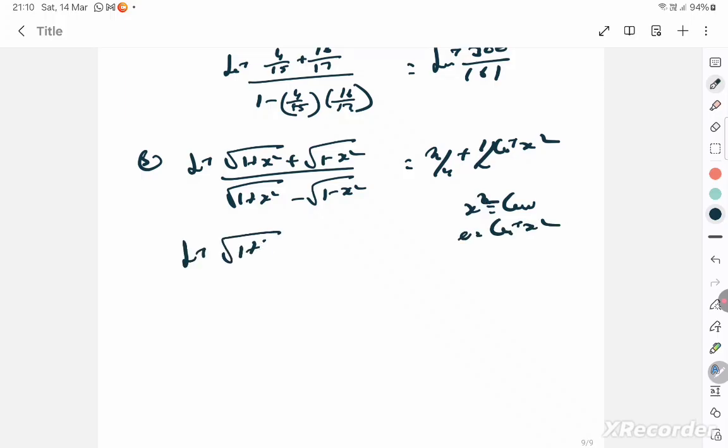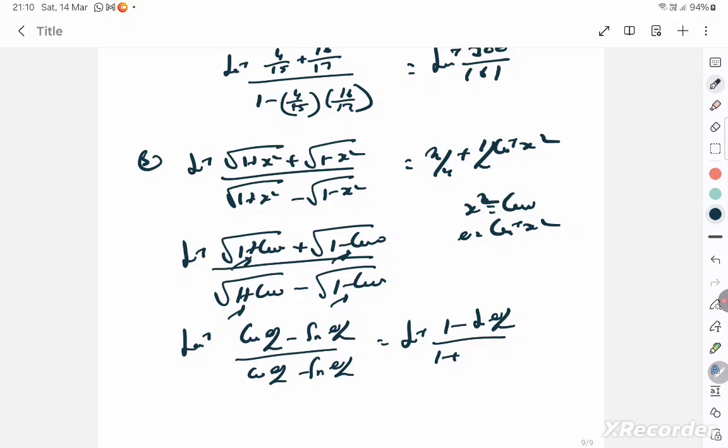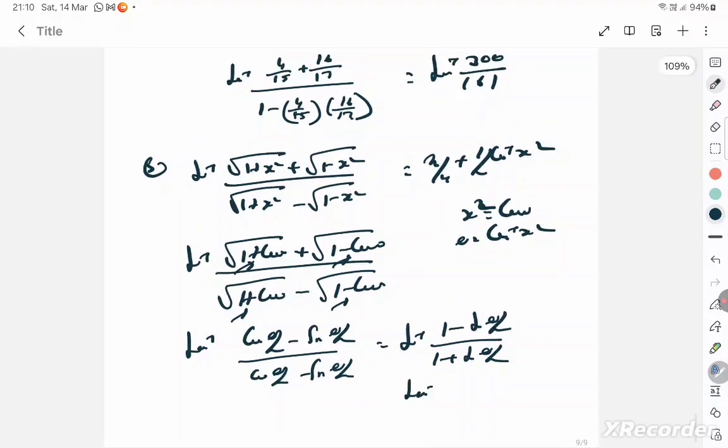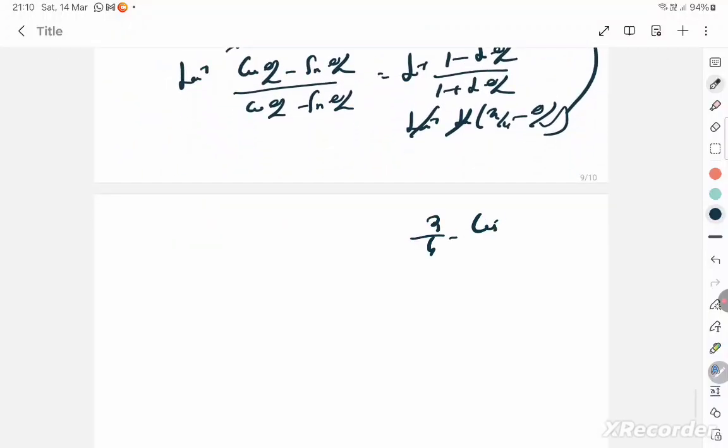Tan inverse of root of 1 plus cos theta plus root of 1 minus cos theta by root of 1 plus cos theta minus root of 1 minus cos theta, which is tan inverse of 2 cos square theta by 2, 2 sin square theta by 2, 2 cos square theta by 2, 2 sin square theta by 2. Root and square get cancelled, root 2 get cancelled. Cos theta by 2 plus sin theta by 2 by cos theta by 2 minus sin theta by 2. Dividing throughout by cos theta by 2, 1 plus tan theta by 2 by 1 minus tan theta by 2, which itself is tan inverse of tan pi by 4 plus theta by 2. Tan inverse tan get cancelled. What is theta? You know. So pi by 4 plus cos inverse of x square by 2, and that's exactly what you need to prove.